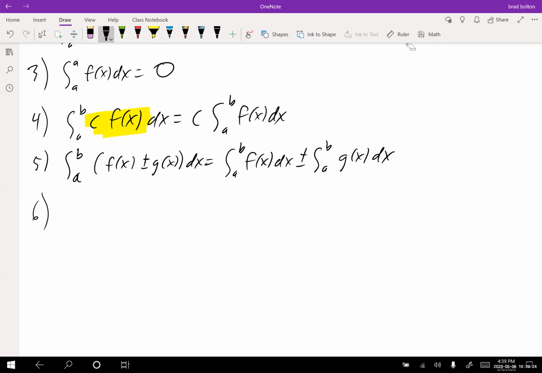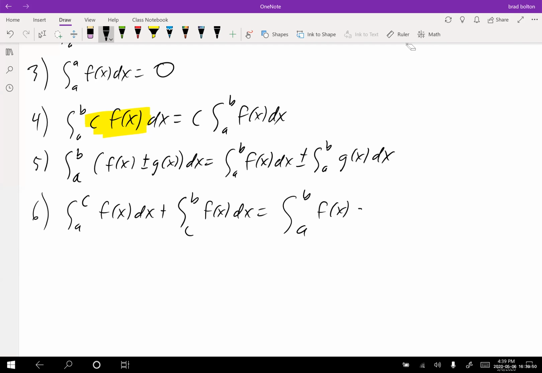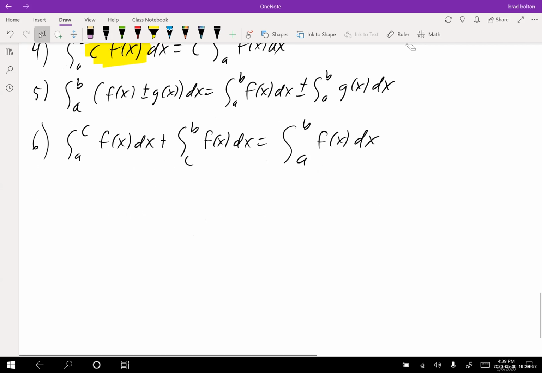All right, so now step 6 is the integral from a to c of f of x dx plus the integral from c to b of f of x dx is equivalent to saying the integral from a to b of f of x dx. This one's kind of a cool one. What this one's basically saying is, suppose you have some curve that goes like this, right?